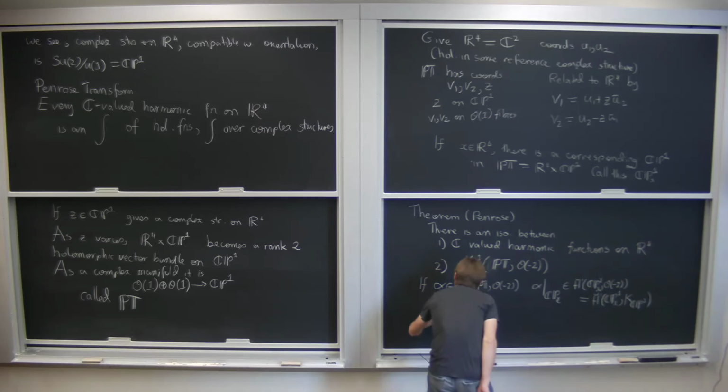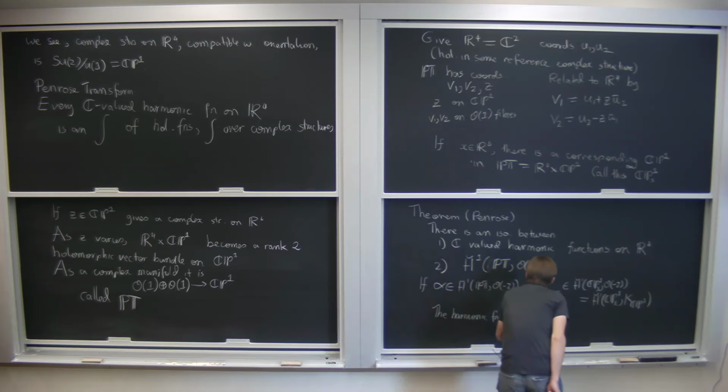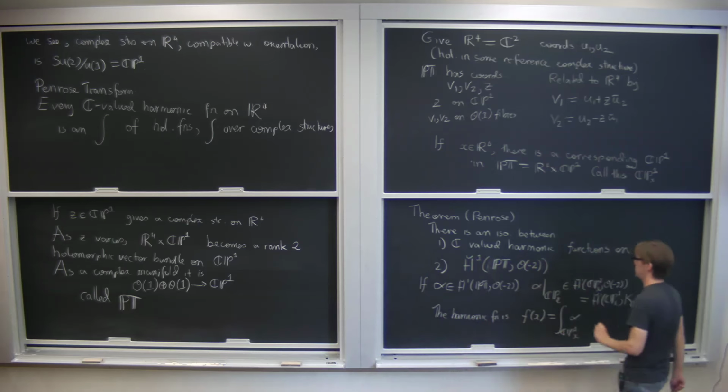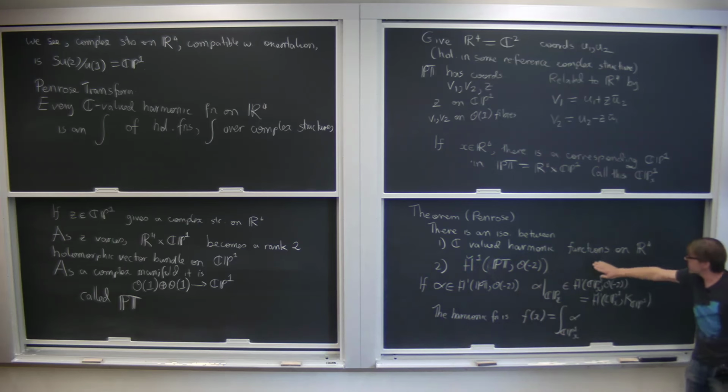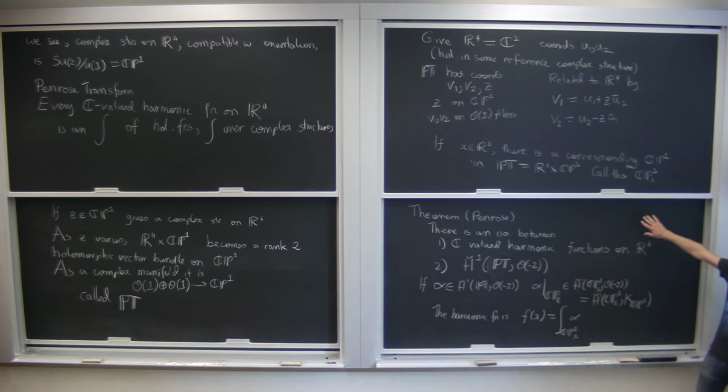So the harmonic function f of x is the integral over the CP1 of alpha. So this formula takes a class here, turns it into a function. The content of the statement is, firstly, this function is harmonic, and secondly, that this map is a bijection. Okay. And I hope you can see it's a little bit like what I promised it would be.